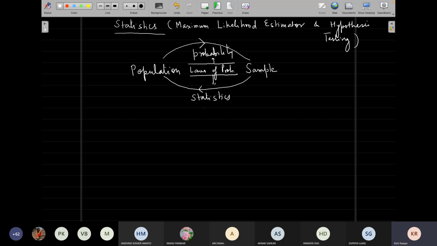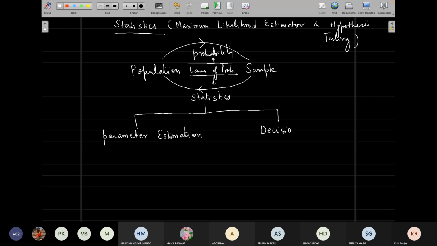Now, statistics in general is useful for two aspects. One is what we call parameter estimation, and I will quickly come to that. I'm still building my problem, or in general what the problems are. And another is decision making. So the two topics, maximum likelihood estimator and hypothesis testing, fall under these two broad topics, parameter estimation and decision making, respectively. Now, what is parameter estimation?